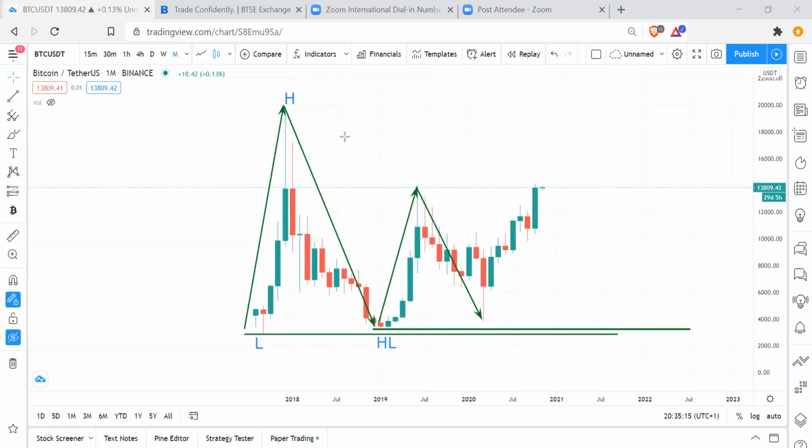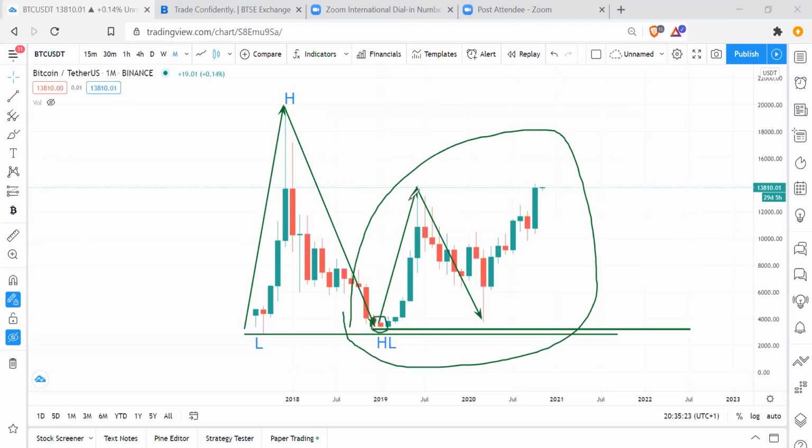This is now structure inside structure. If we're looking at this region only, we would have said that this was the low, this is the high. This is a higher low because it did not break the previous low. This is very beautiful, and that's because this is happening in real time.